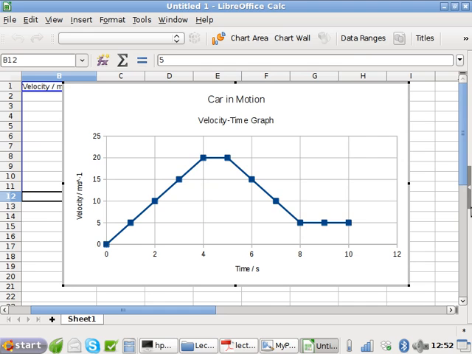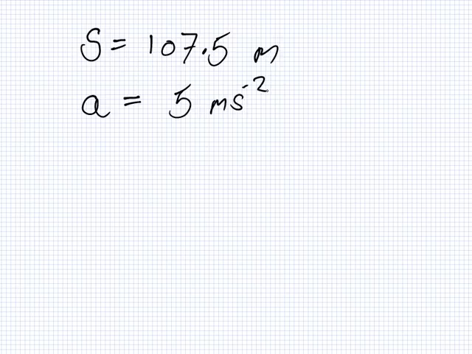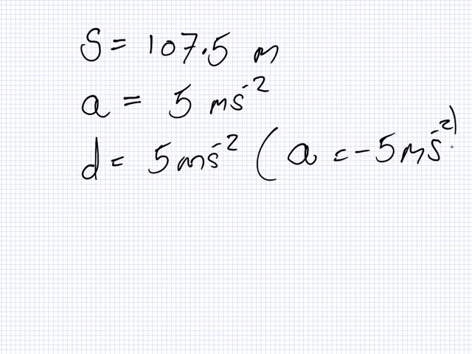Yeah, so I'll write the answers down here. If you want to be clear about how to write the answers, the distance travelled, or the displacement in this case it's the same, is 107.5 meters. The acceleration is 5 meters per second squared, and the deceleration is 5 meters per second squared, which just means that the acceleration at the end is minus 5 meters per second squared.